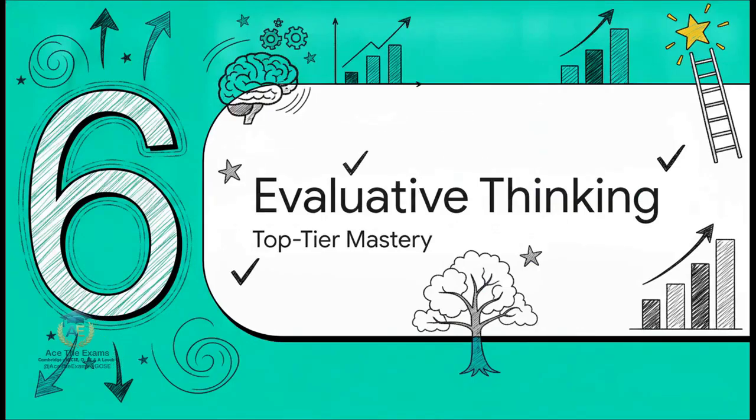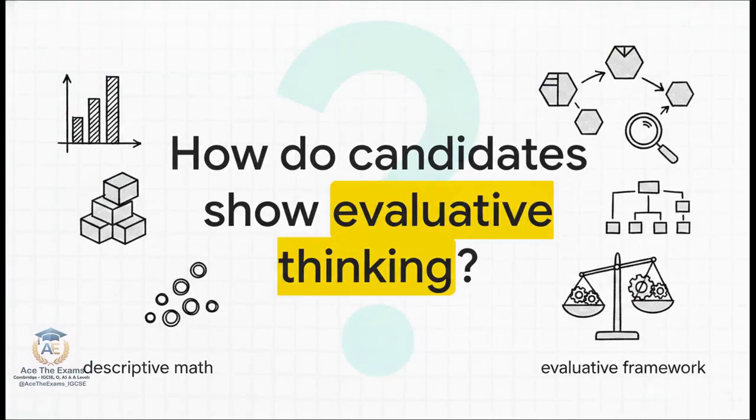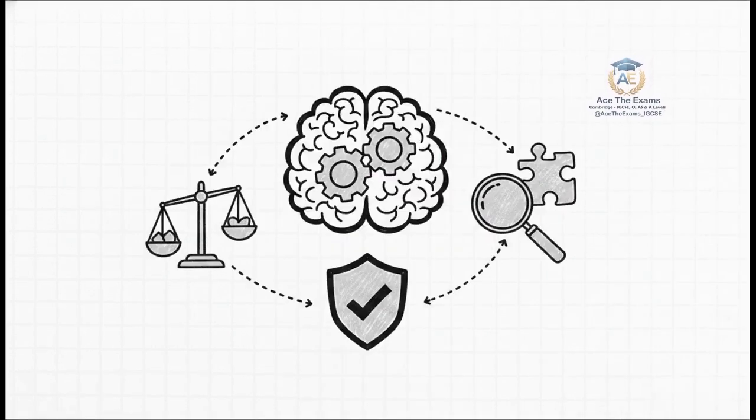Section 6. Evaluative Thinking for Mastery. So, how do we push past the hearsay? How exactly do top-scoring candidates demonstrate evaluative thinking? It's all about moving from just describing the math to actively justifying every single decision you make. You have to prove why your approach is the definitive truth. High-level evaluative thinking requires you to interrogate the data. You have to question assumptions, consider different perspectives, evaluate alternatives, and most importantly, justify your decisions with solid evidence.